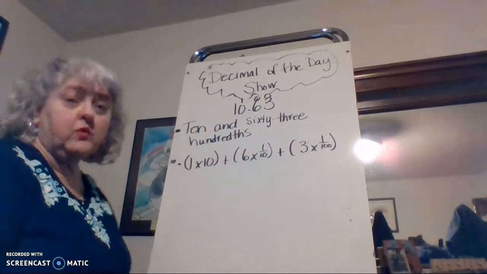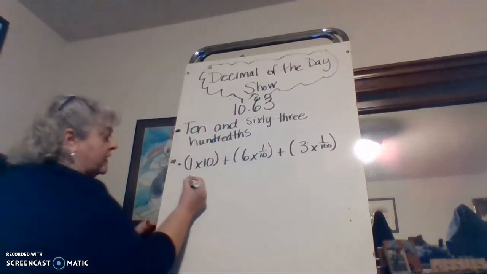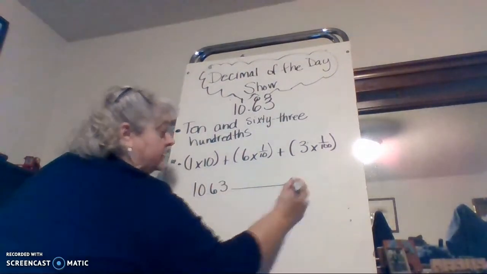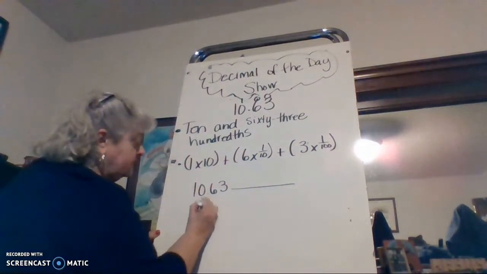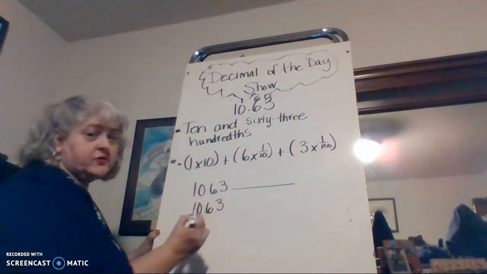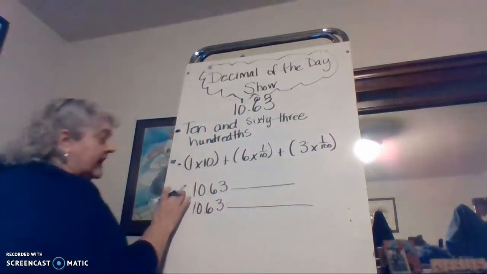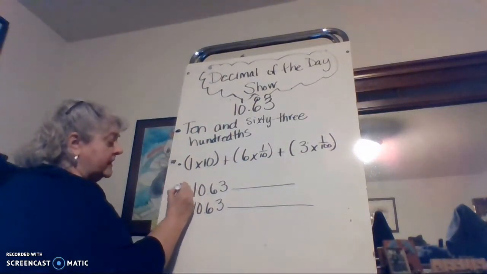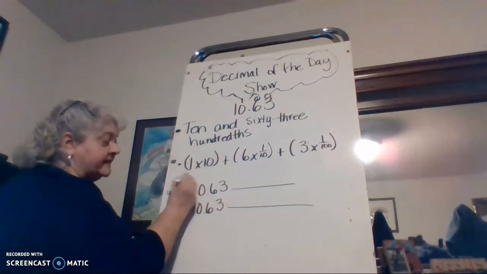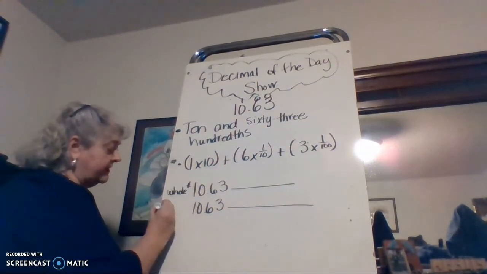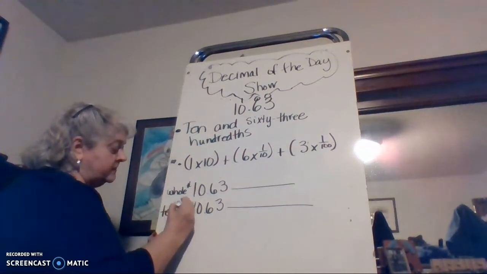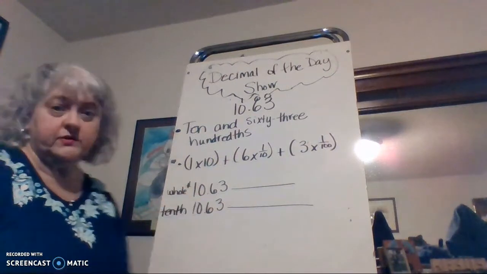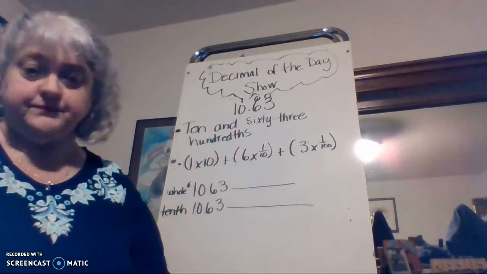So, now what I want you to do on your paper is write the number 10 and 63 hundredths, draw a line, 10 and 63 hundredths, draw a line. I want you to round this one to the nearest whole number. That's the symbol for number. And I want you to round this one to the nearest tenth. So go ahead and push pause on the video. Take care of doing that, and when you come back, we'll check it.